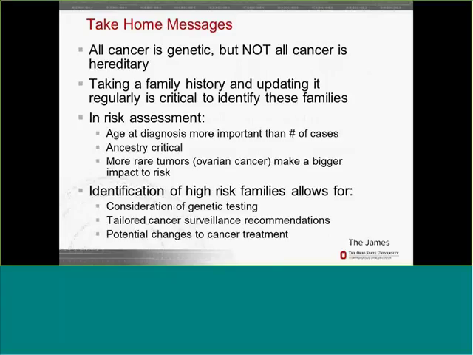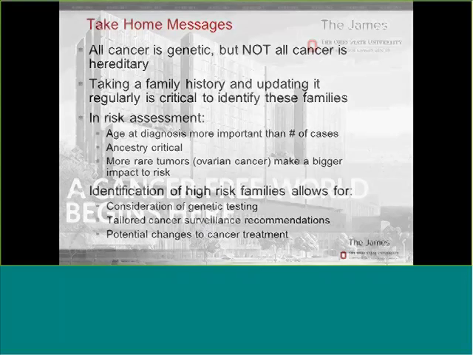Okay, so take-home messages, and I'm late, is that all cancer is genetic, but not all cancer is hereditary. Taking a family history and updating it regularly is going to be critical for you guys to identify these families. When you're doing your risk assessment, age of diagnosis is more important than the number of cases. Ancestry is critical. Rare tumors make a bigger impact. And if you identify these high-risk families, it allows for consideration of testing, tailored cancer surveillance recommendations, and potentially a change in their actual cancer treatment. So it can be quite useful.